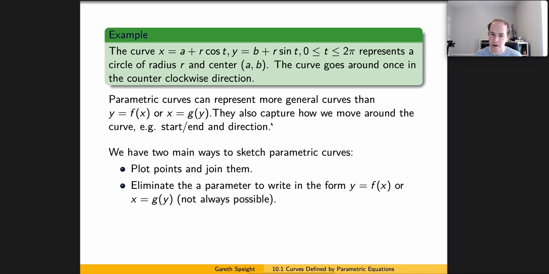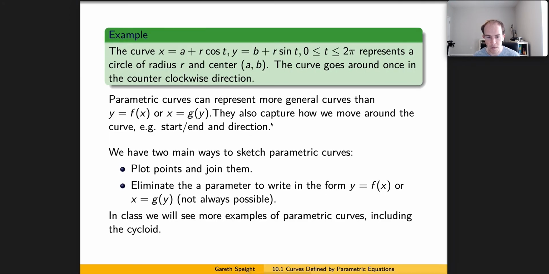Or we could eliminate the parameter, maybe by solving for the parameter and subbing into the other equation. So we could get y in terms of x or x in terms of y. Or we could use some kind of identity we know. Maybe here we use sine squared plus cosine squared equals 1, but there are other trig identities and other things like that too, to get an equation involving x and y. And then it would typically be an implicit equation. So that's a curve where x and y are related by some equation. So that is something we'll see.